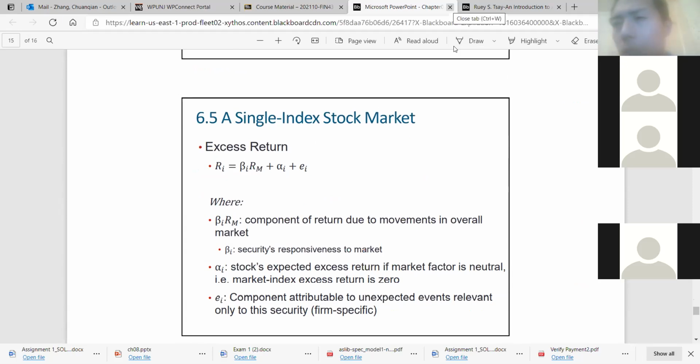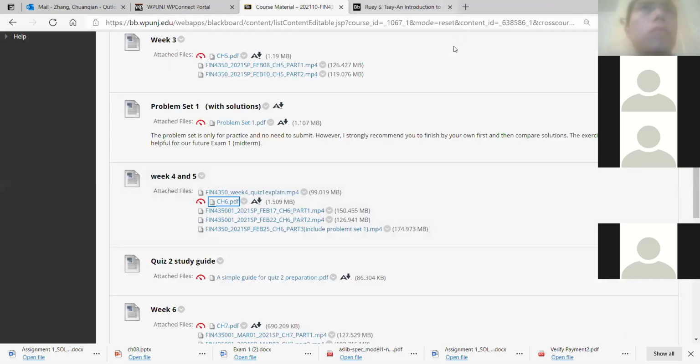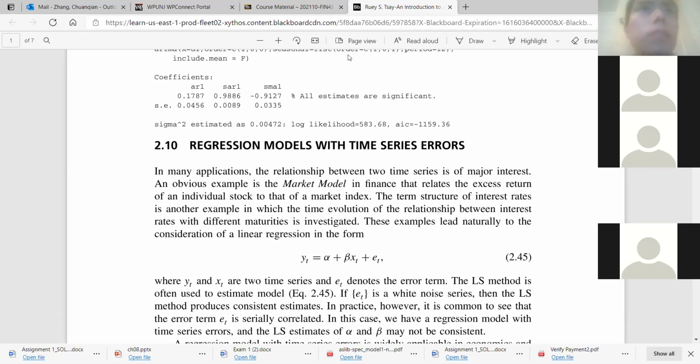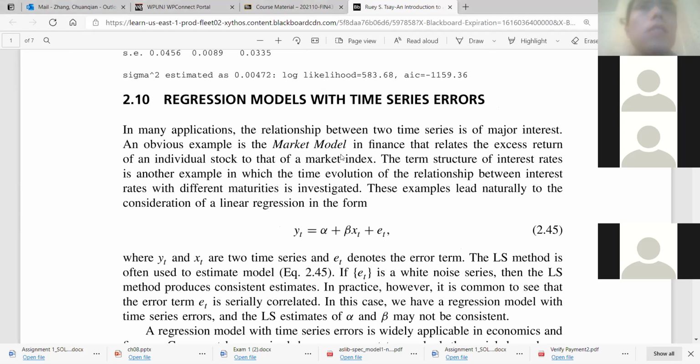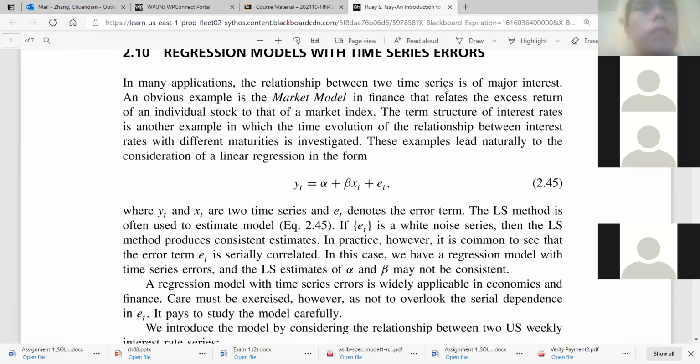Now, let's go to the real model of this class. In this application, let's look at the target of this work. This work looks into two time series, right? They introduced the model very briefly: y equals alpha plus beta x plus this error. You can see this model is exactly very similar to what we mentioned before; we call it a single index market model.